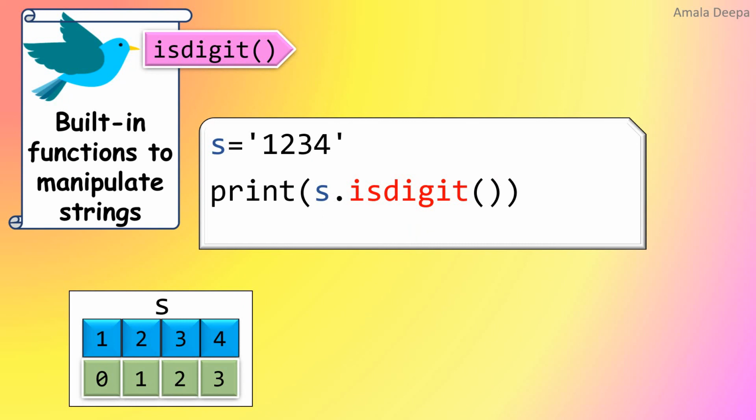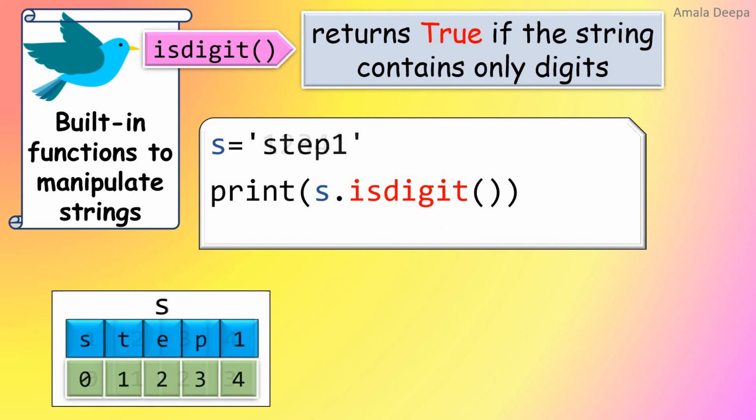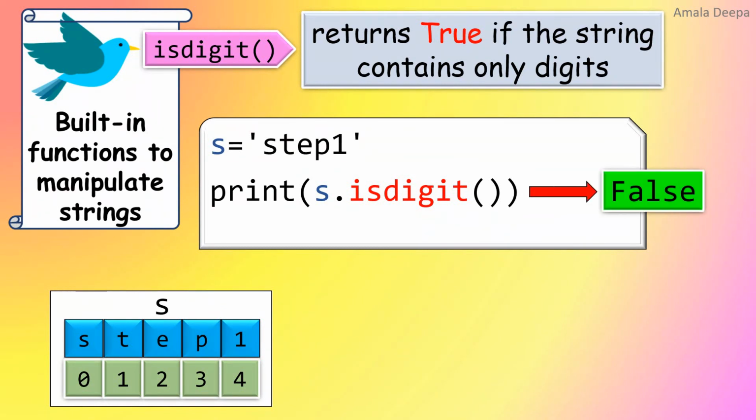So now the string S contains only digits 1, 2, 3, 4. So the output is true. So the isdigit function returns true if the string contains only digits. Look at the next example. S is equal to STEP1. Now the string object S contains both letters and digit. So S dot isdigit will give false.